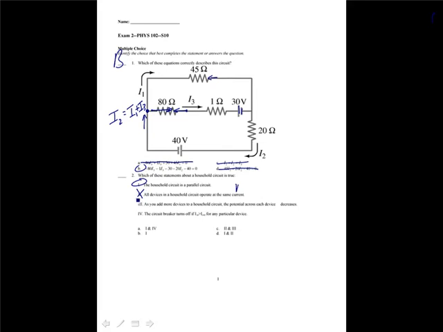As you add more devices to a household circuit, the potential across each device decreases. The potential across each device is constant. And so that's not true. The circuit breaker turns off if I in is greater than I out for any particular device. This is what a ground fault circuit interrupter does, not a circuit breaker. A circuit breaker turns off if you exceed a preset current, 15 amps, 30 amps, whatever. So that's not correct. So the answer is 1, that's option B.